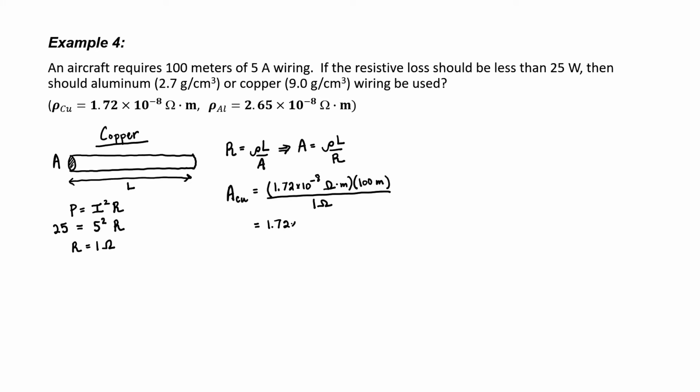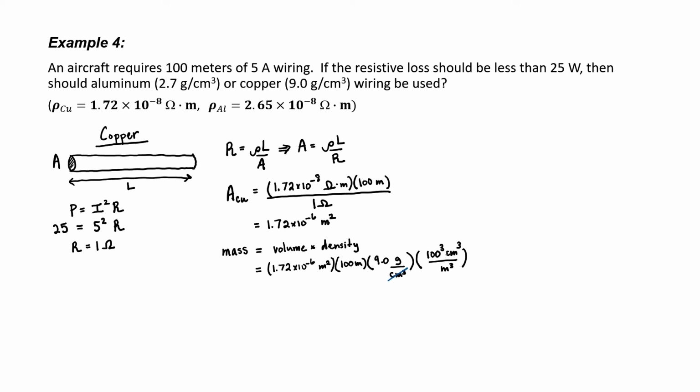I now have the cross-sectional area of my copper wire. What I need to do now is to find the mass of that copper wire. I know that mass is volume times density, and volume here is just my cross-sectional area times my length. Along with some unit conversions, I find that the mass of the copper wiring would be 1,548 grams.